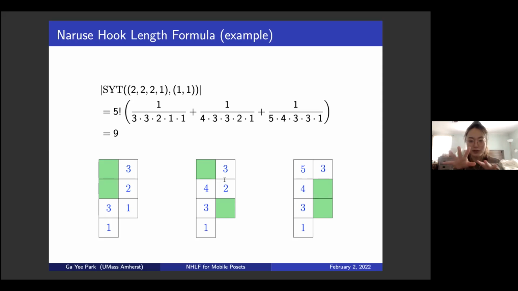I think one of the questions was, what are these intermediate objects? We have to again look at the complement of the excited diagrams of 4, 3, 3, 2, 1, and then the complement again. Putting all this in, we have the whopping 9 that I promised in the previous slides, the number of standard Young tableaux of this particular skew shape.